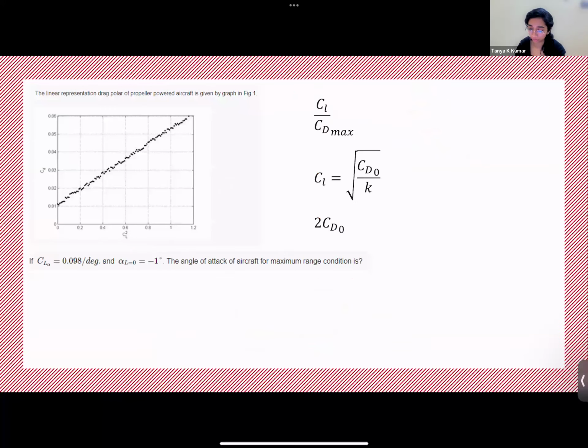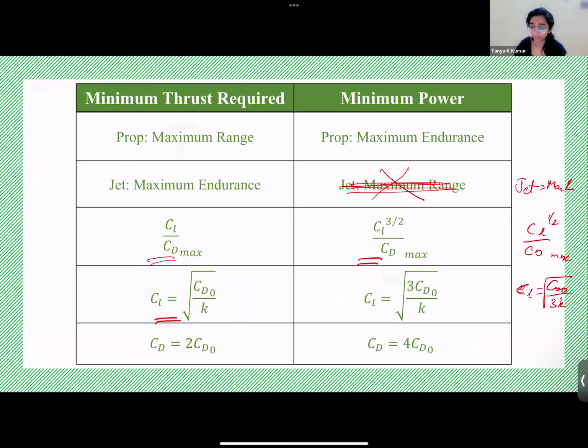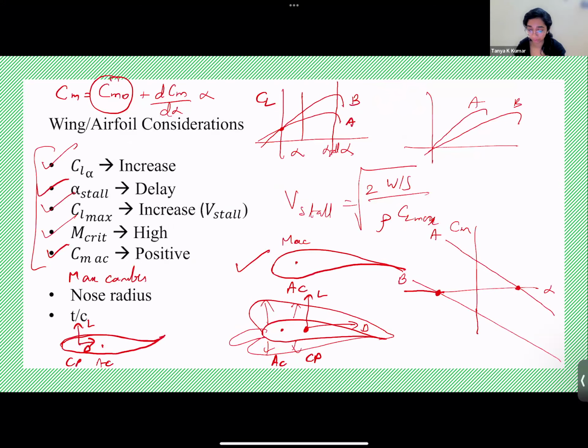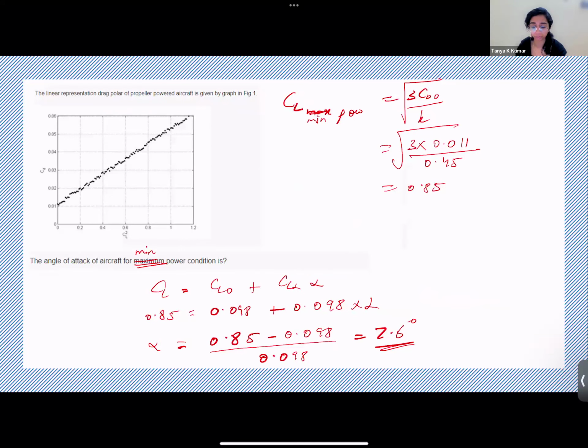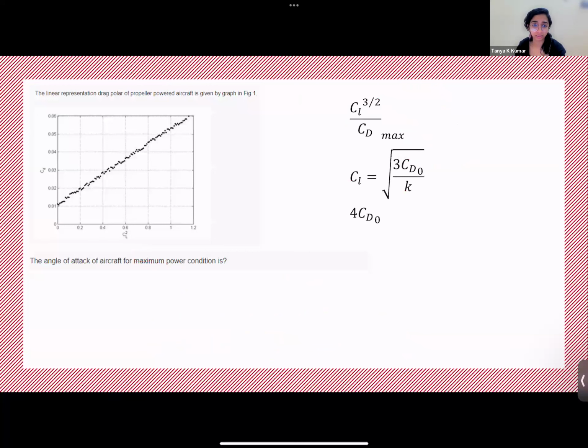Let's go back to those conditions. So here it's minimum power and minimum thrust required. So not maximum power. That was a mistake in the question. It should have been either maximum endurance or minimum power. Okay. Apart from that, is this question clear? Okay, I think we'll move on. So these are the conditions that we used. Again, it's minimum power.